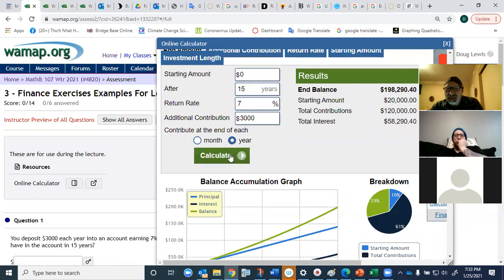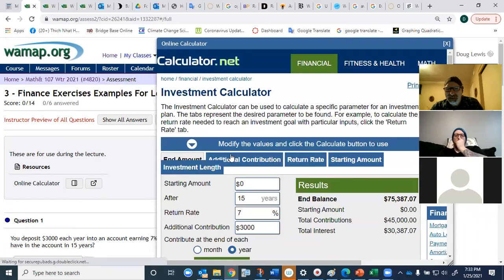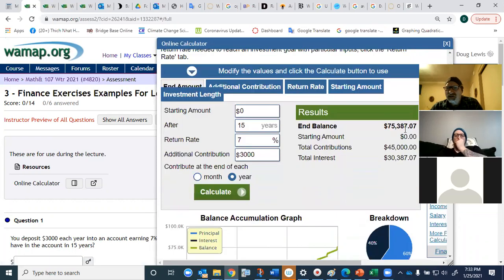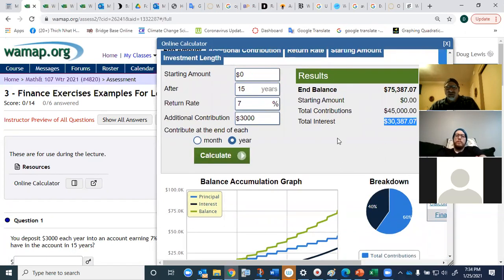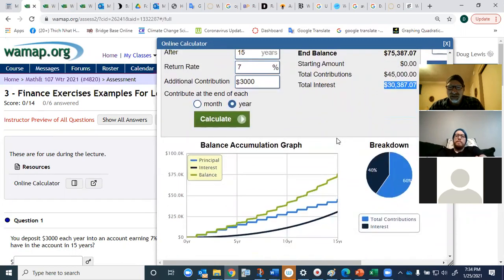And so now we hit calculate, and it tells us right here the ending balance is $75,387.07. That's the same thing. But additionally, this app also shows you that for $3,000 at 15 years, it tells you how much you put in, 45,000. It tells you what your interest was also.